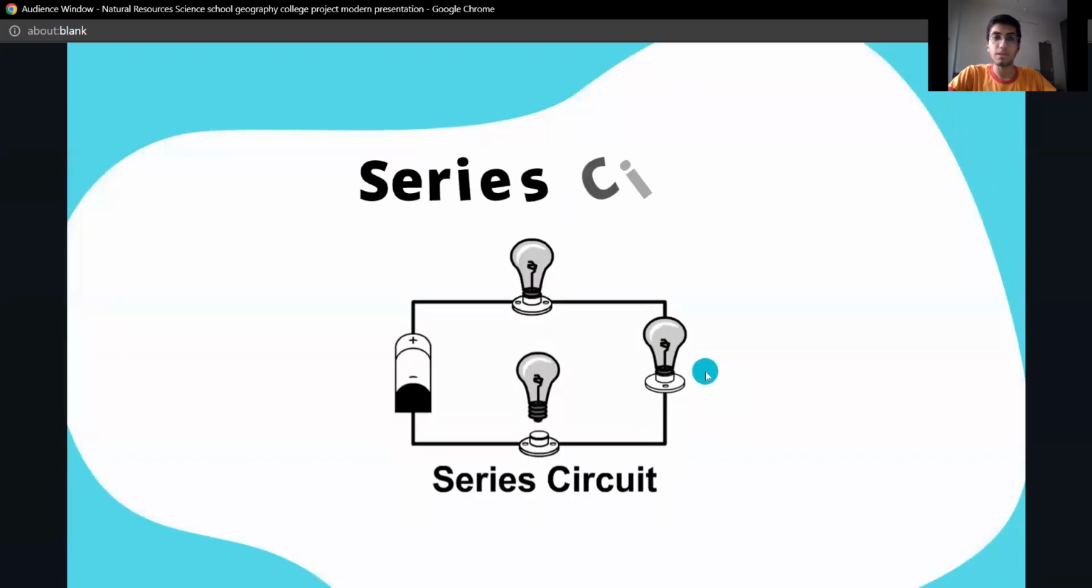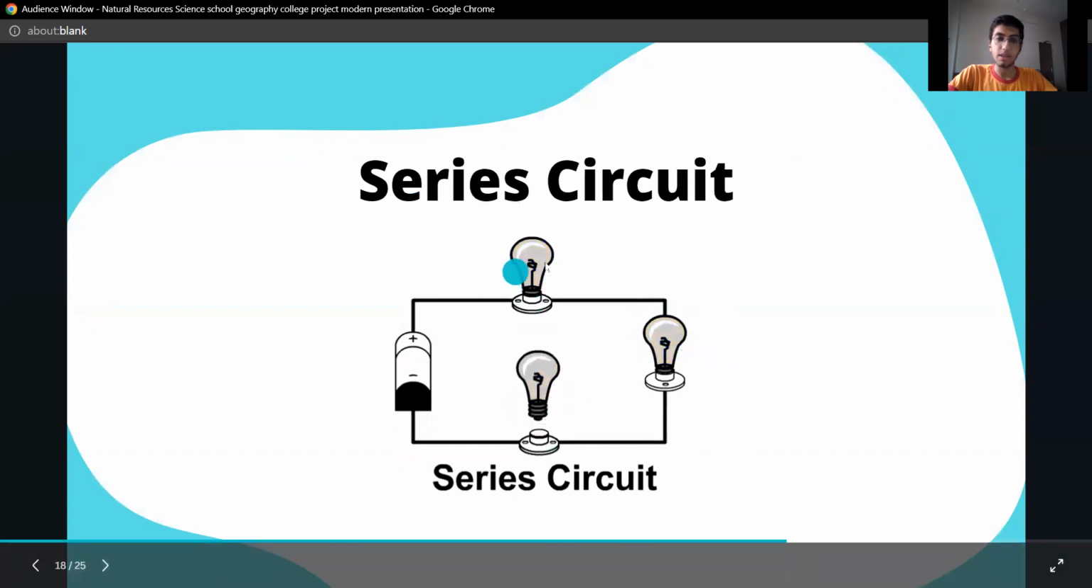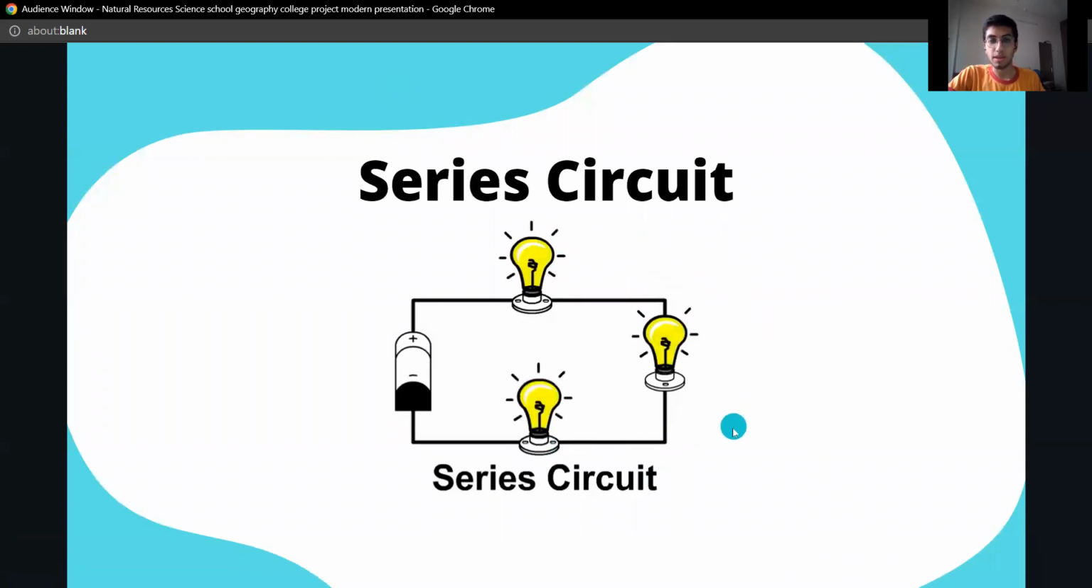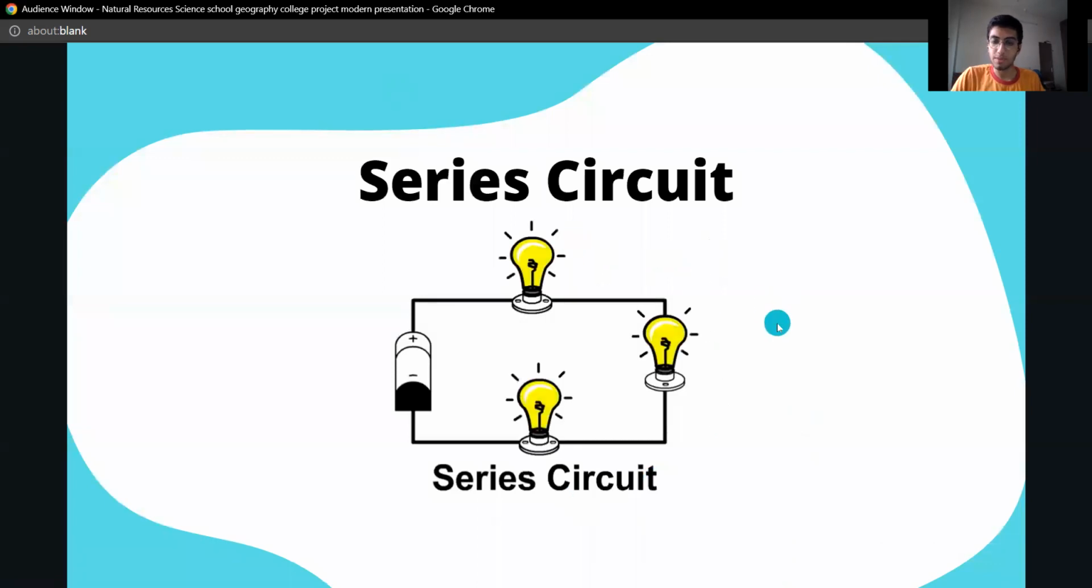Now we'll move on to series. In series, more than one bulb is connected one after the other. And that's why the name suggests series, which means one after the other. And in this, if you remove a bulb or if a bulb stops working, all the bulbs in this series circuit will stop working. As you can see in this animation, this bulb is removed and each and every bulb stops. So that's one special feature of series circuit.